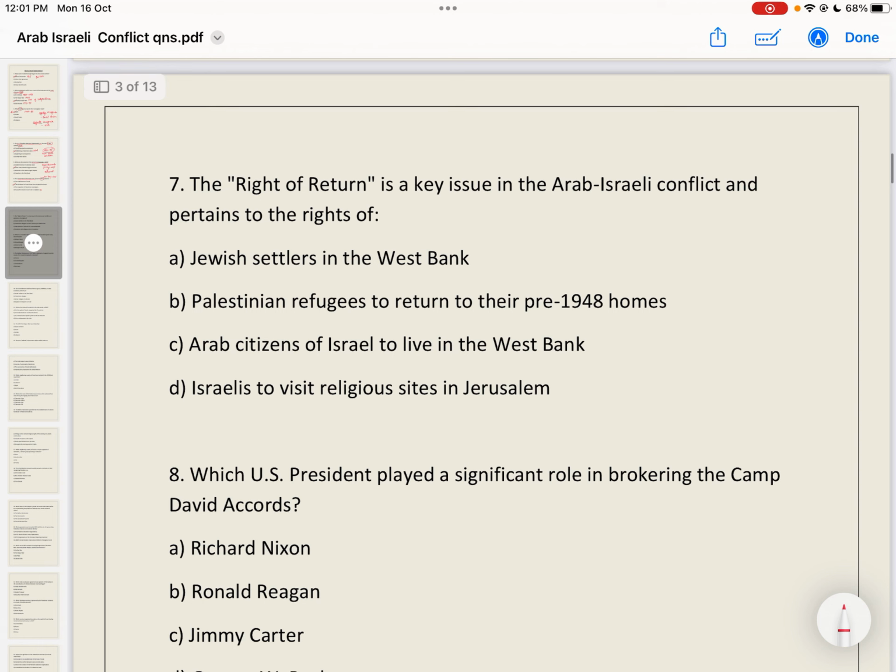Now, question 7. The right of return is a key issue in the Arab-Israeli conflict and pertains to the rights of A. Jewish settlers in the West Bank, B. Palestinian refugees to return to their pre-1948 homes, C. Arab citizens of Israel to live in the West Bank, D. Israelis to visit religious sites in Jerusalem. The right answer is B. The right of return is referring to Palestinian refugees' rights to return to their pre-1948 homes.